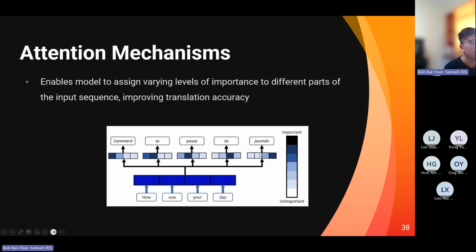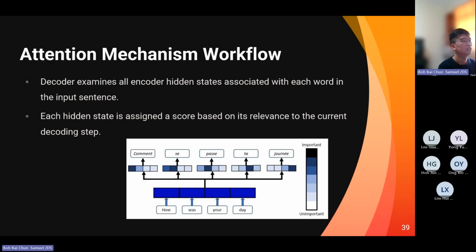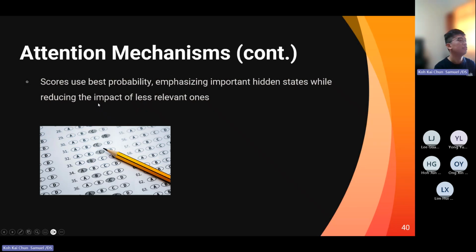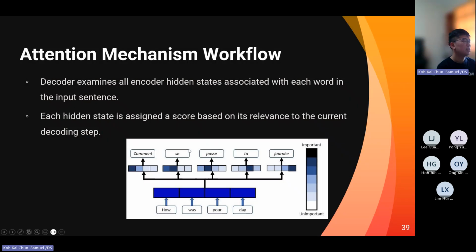So the level of importance when it's compared to another word is known as attention. How much attention must I pay? So you must pay more attention to how, and more attention to was. So this was one of the algorithms being worked on based on the softmax probability. It's a softmax probability function that uses the best probability, like the MCQ example I gave just now. And even the attention mechanism workflow, right?